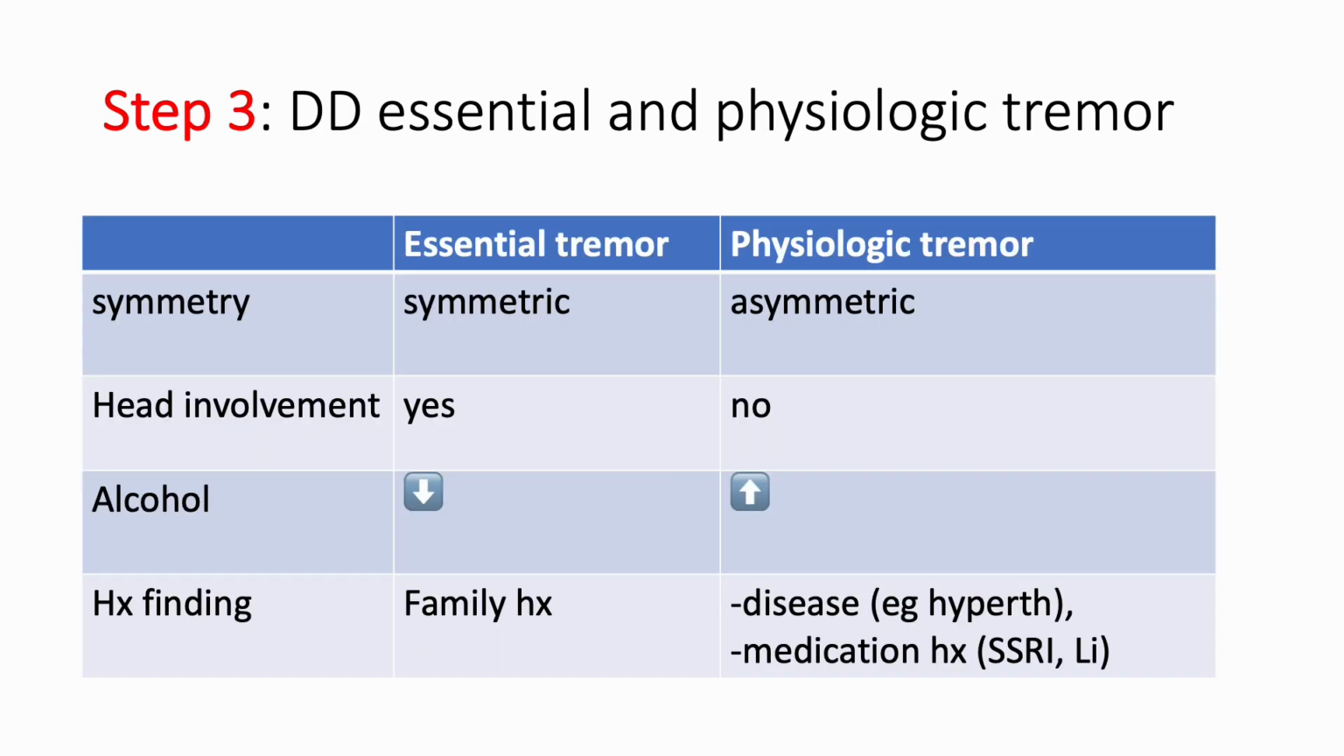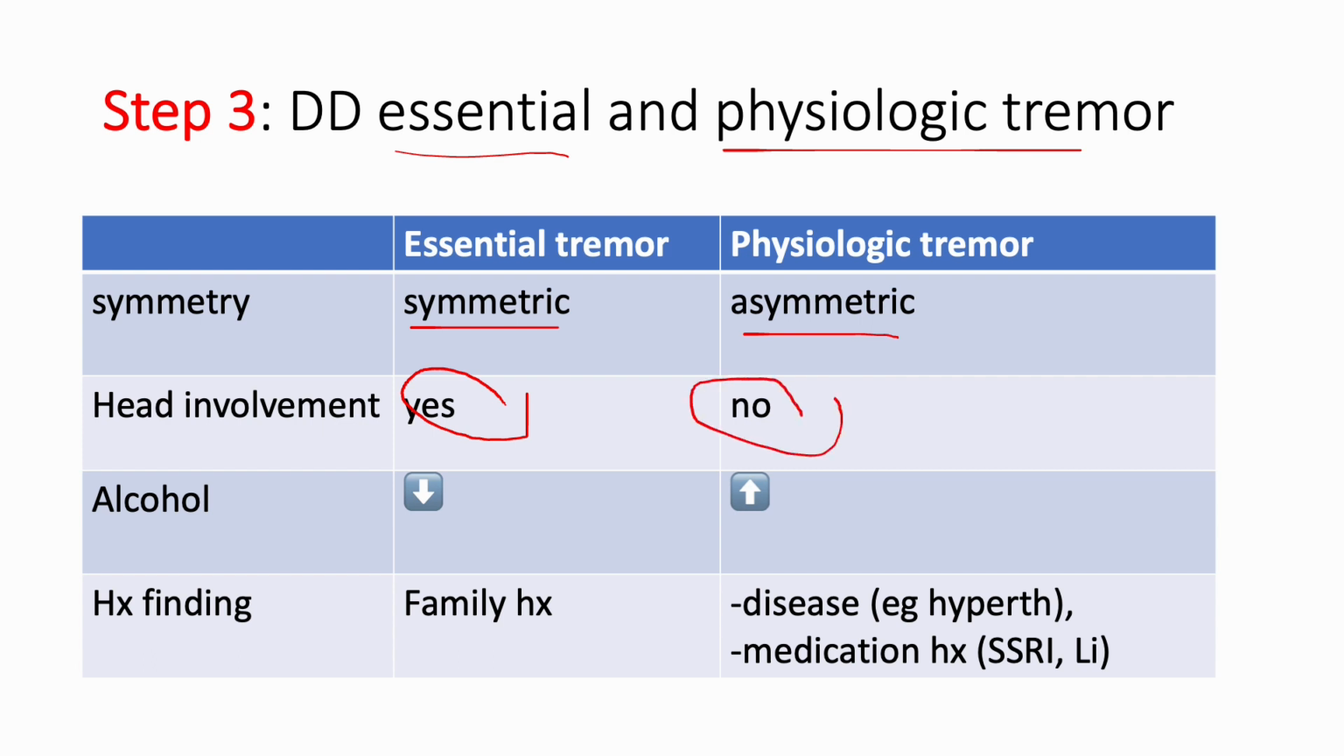So to differentiate between essential and physiologic tremor, you have to keep in mind the characteristics of the tremor. First of all, the essential tremor is symmetric, whereas the physiologic tremor is asymmetric, which means that they will describe in the essential tremor that both the hands are shaking, whereas in the physiologic tremor just one hand is shaking, the left or the right. Whereas in the essential tremor there is head involvement, so it will sometimes be described also as head bobbing. In the physiologic tremor there is no head involvement.